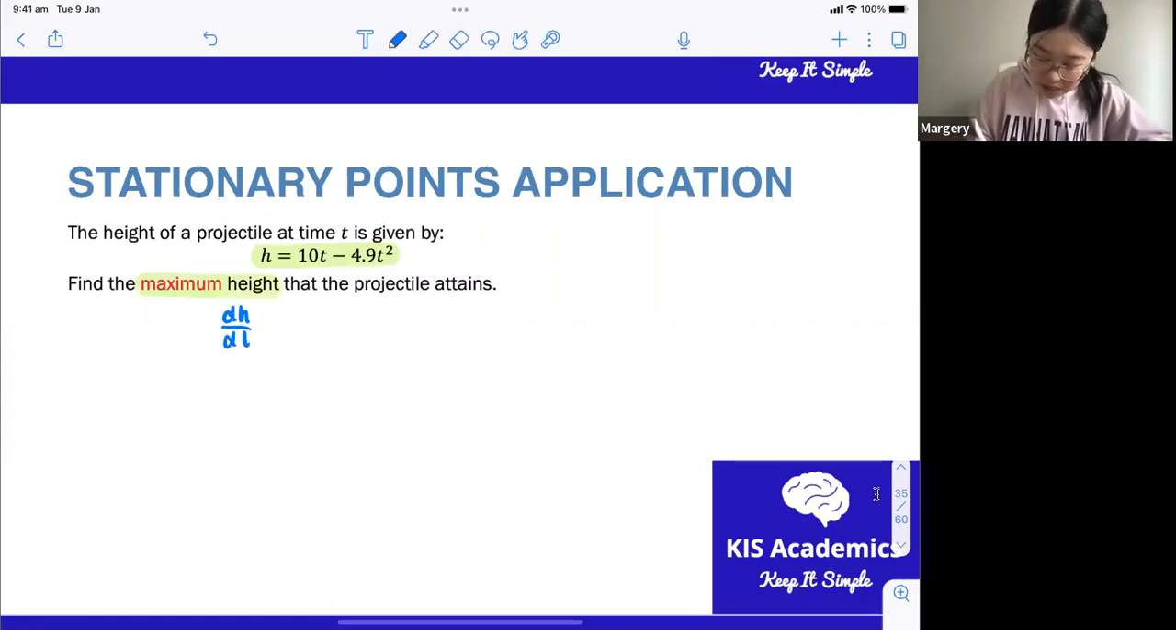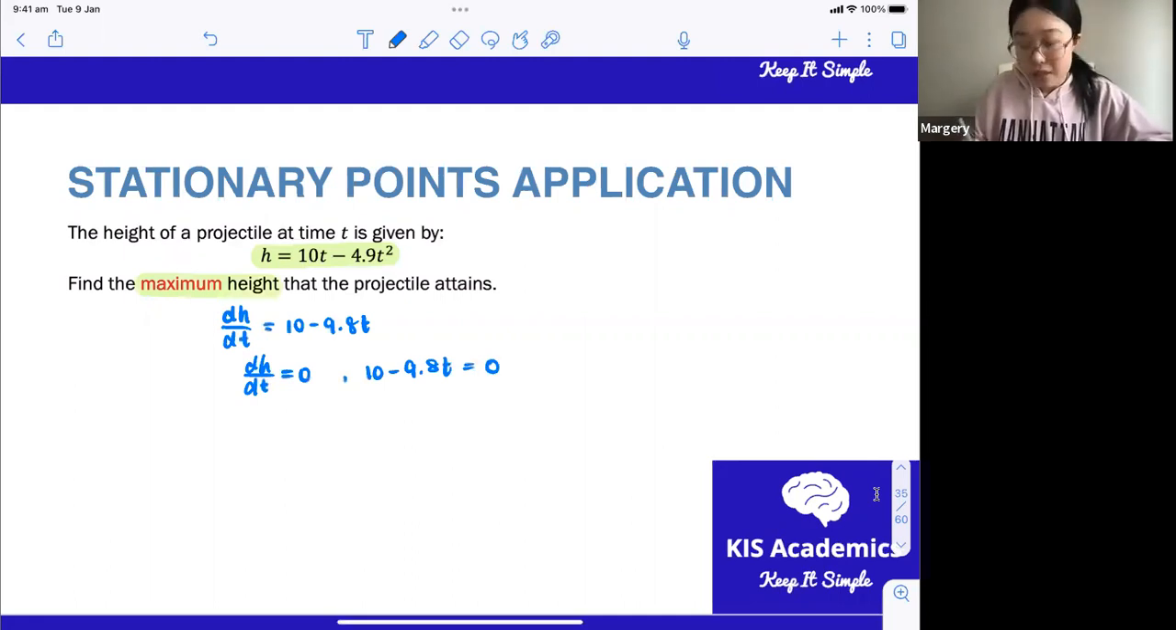So I get dh/dt is equal to 10 minus 9.8t. I let dh/dt equal 0. I get 10 minus 9.8t equals 0. And if we solve this on our calculator, we get t is equal to 1.02, assuming we're talking about seconds. So we know that there is a stationary point at t equals 1.02.